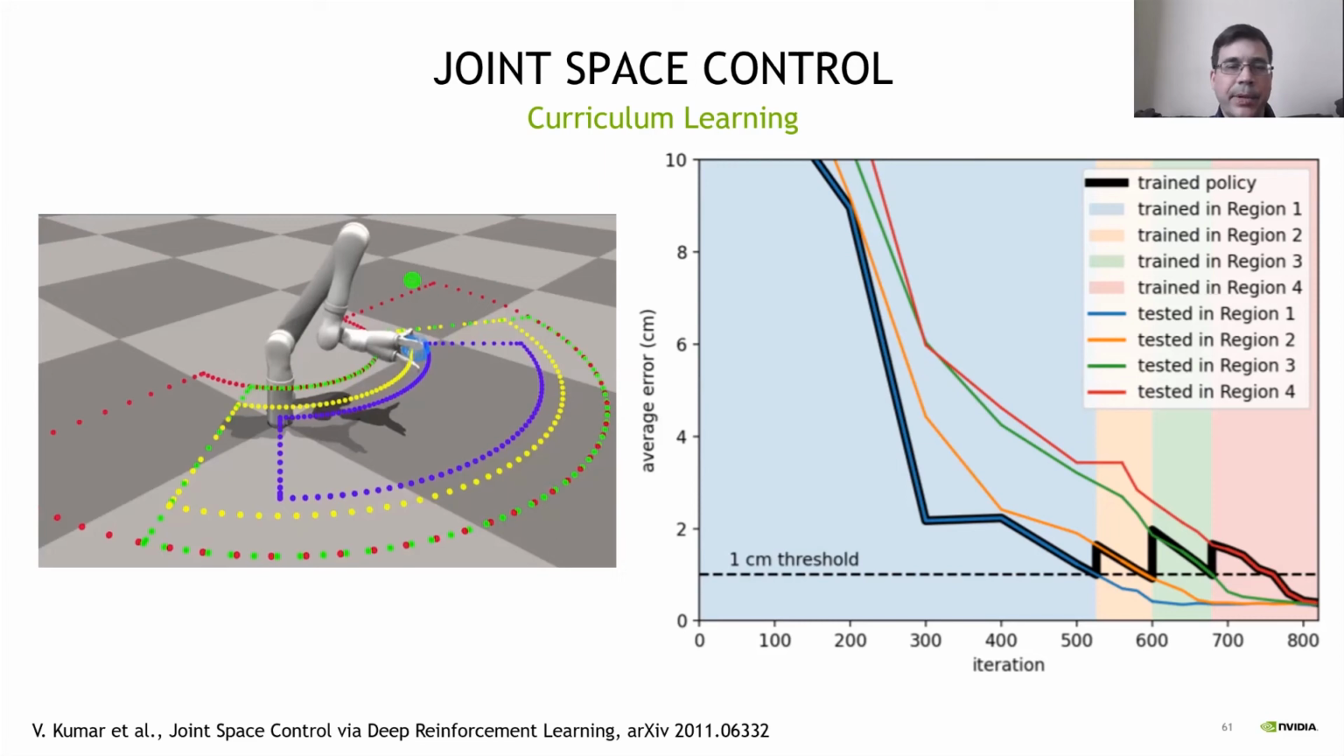So blue on the right matches the purple on the left. And then once it converges, we increase the size of the training region, which immediately increases our error, but then it goes down over time. And then we just keep doing this. Then we have 4 different regions. And at the end of it all, we now have a policy that can reach any point in space in that larger region with sub-centimeter error.